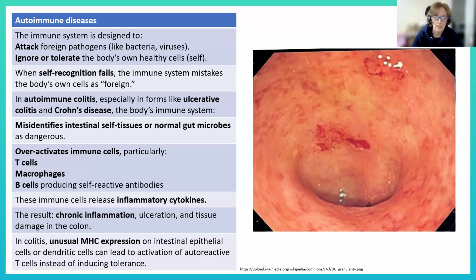And essentially what you have in colitis is unusual major histocompatibility complex expression on the epithelial cells or the dendritic cells, and it can lead to autoreactive T cells being activated instead of giving the tolerance and calming that response down as it should.